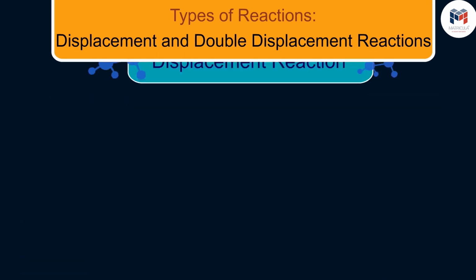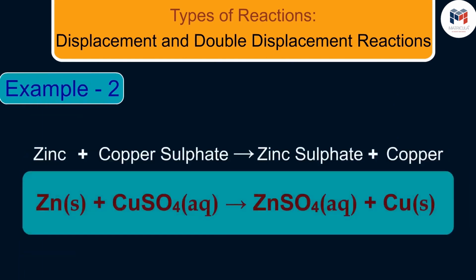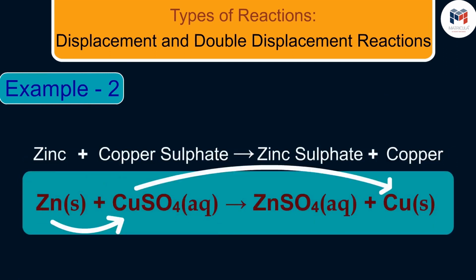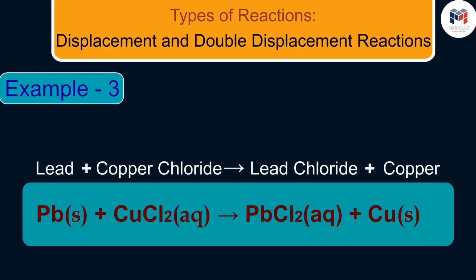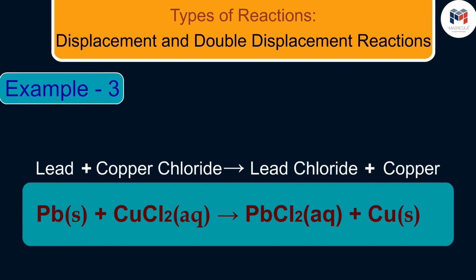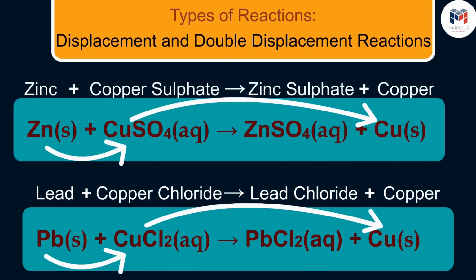Other examples of displacement reactions are: first, zinc reacts with copper sulfate and displaces copper to form zinc sulfate and copper. The next example of displacement reaction is the reaction of lead with copper chloride. It displaces copper to form lead chloride and copper. Zinc and lead are more reactive elements than copper and therefore displace copper from its compounds.